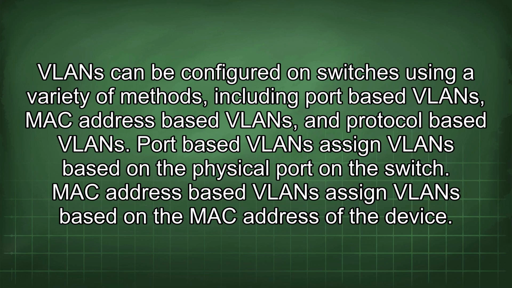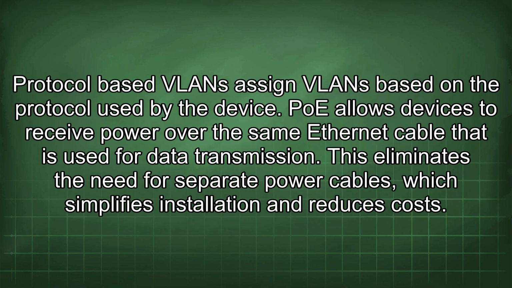VLANs can be configured on switches using a variety of methods, including port-based VLANs, MAC address-based VLANs, and protocol-based VLANs. Port-based VLANs assign VLANs based on the physical port on the switch. MAC address-based VLANs assign VLANs based on the MAC address of the device. Protocol-based VLANs assign VLANs based on the protocol used by the device.